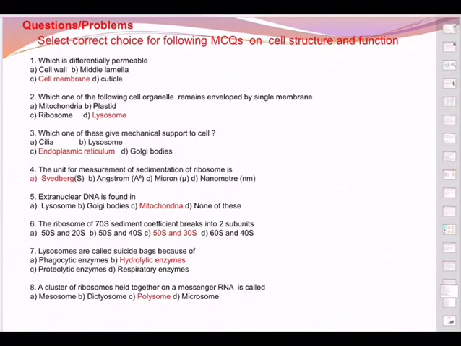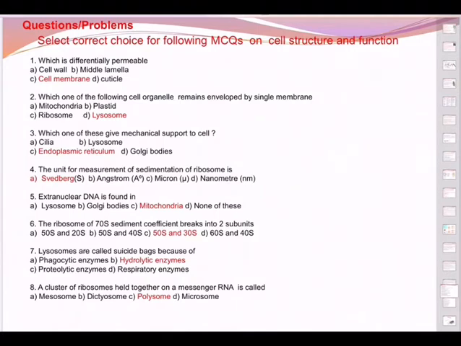Fourth, the unit for measurement of sedimentation of ribosomes. We said the ribosome has 2 subunits, one bigger and one smaller, like 50S and 30S, or 60S and 40S. So what is this S? S stands for Svedberg. It's not angstrom, it's not micron, it's not nanometer. It is Svedberg, a unit named after the scientist who discovered it. So when we say 40S, that S stands for Svedberg.